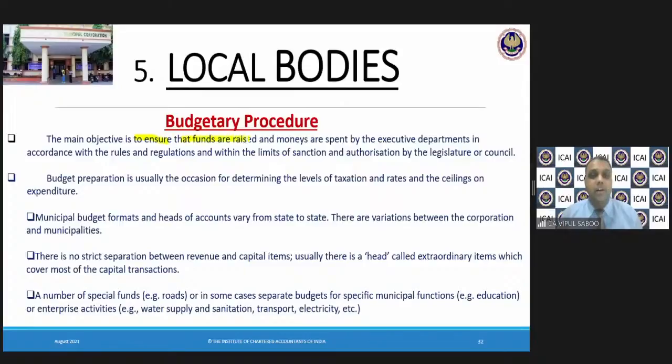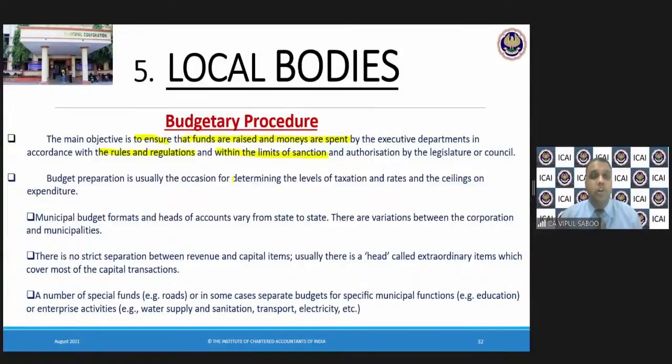So the main objective for the budgetary procedure is to ensure what? That funds are raised and monies are spent by the executive departments in accordance with the rules and regulations. If a particular project requires that 10 lakhs has been sanctioned, and if that particular project got completed in 9,50,000, so those 50,000 are coming back to the municipal funds, not going to someone's private pocket. So within the limits of sanction, if 10 lakhs have been sanctioned and 11 lakhs have been expended without getting the permission for extra sanction, this is what budgetary procedure is required for. To keep a check on the expenses of the municipal councils.